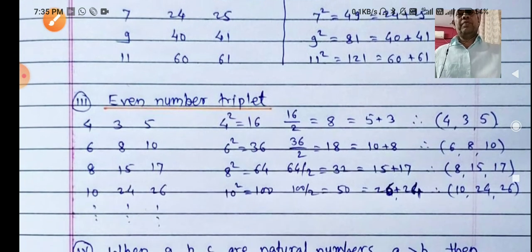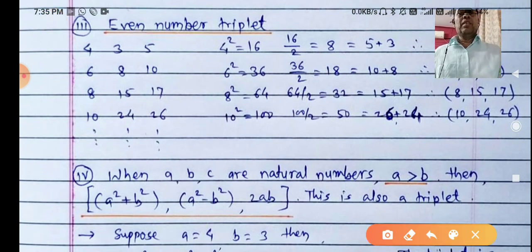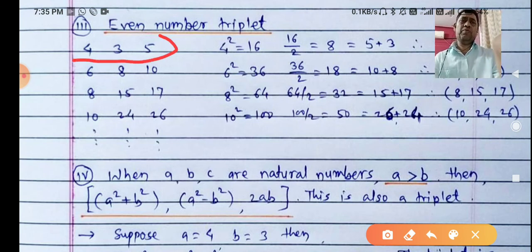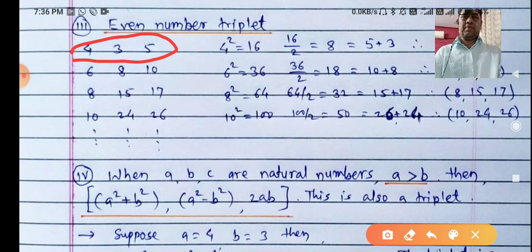Now a third trick is we take an even number. From that even number we get a triplet. We always take the first, that is 4, then 3 and 5. Only write the numbers. In this example 4 comes first, then 3 and 5 come after that.